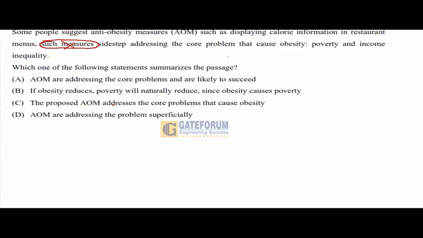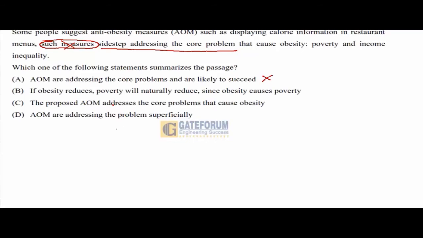Which one of the following statements summarizes the passage? Let's look at the first one. AOM are addressing the core problems and are likely to succeed. But it has clearly been said they sidestep addressing the core problem. Sidestep addressing the core problem means that they do everything else but address or talk of the core problem. So naturally, this is directly in opposition to what is being said in the passage.